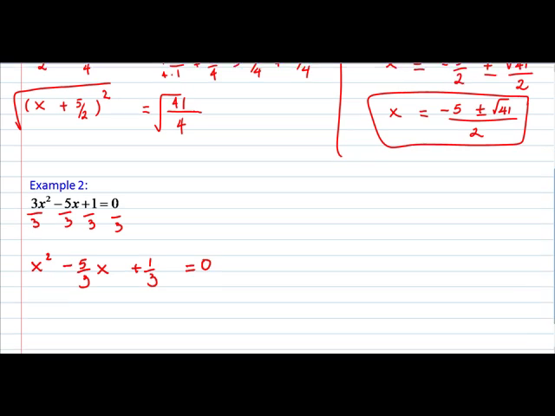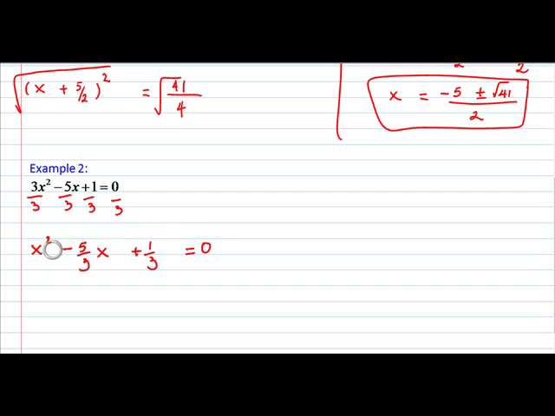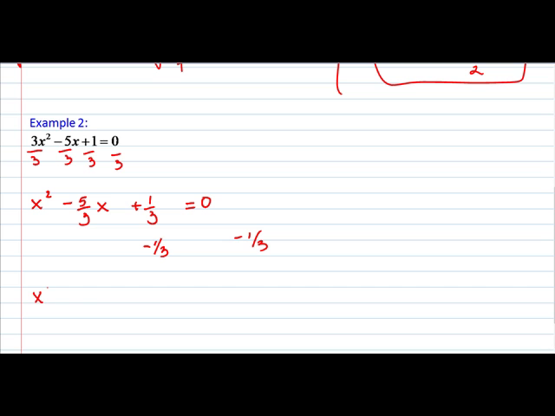Now to complete the square, I need to make sure this is a perfect square. Since this is not a perfect square because of the 1/3, I move the 1/3 away by subtracting 1/3 from both sides. Then I complete the square by adding one more term here. So I put a box there to remind myself.